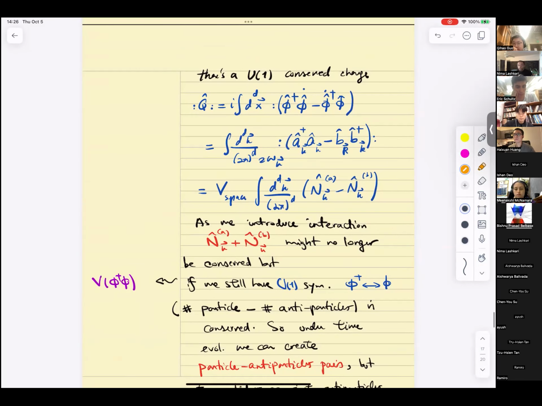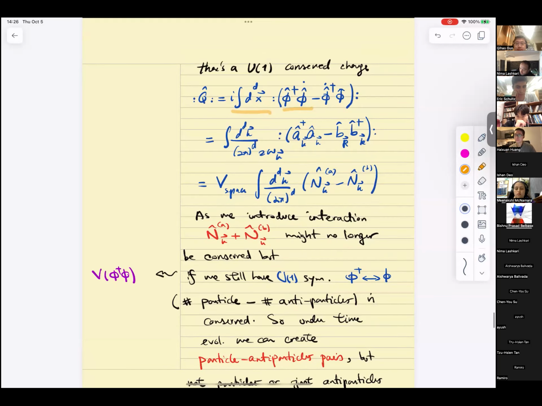You have a U1 conserved charge, which, like any other observable, has to be normal ordered, right? So it's an integral over space of phi dagger phi dot minus phi dot dagger phi. If you write it in terms of A dagger and A, after normal ordering you end up with an expression which is the difference between the number of A particles and the B particles.